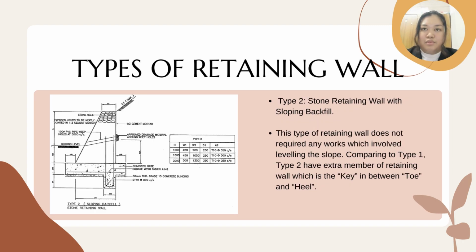Next is type 2, which is stone retaining wall with sloping backfill. This type of retaining wall does not require any works which involve leveling the slope. Compared to type 1, type 2 has an extra member of the retaining wall, which is the key in between the toe and heel.